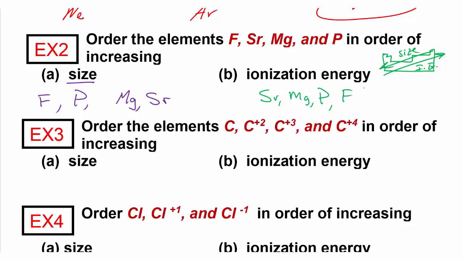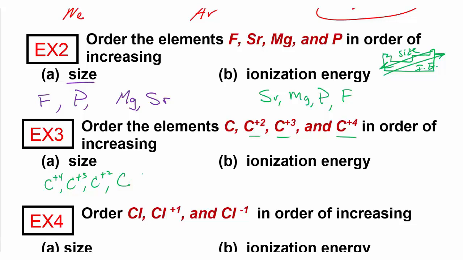Order the elements in order of increasing size. Kind of a trick question, because check this out. They're cations. So the higher that positive charge, the smaller it's going to be. So we'll have carbon 4, and the carbon with the 3 charge, carbon with a positive 2, and the neutral carbon atom has the most electrons, so it's going to be the biggest.